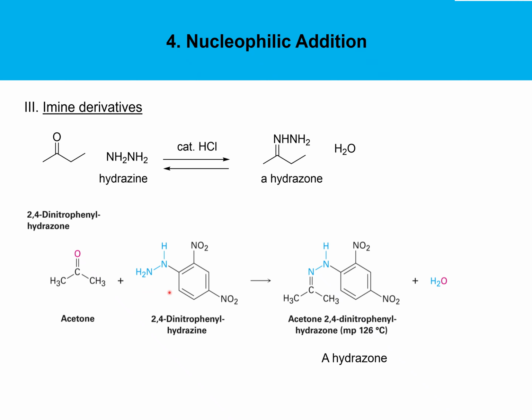Another example of an imine derivative is a hydrazone that has a couple of nitro groups on a benzene ring. So this is referred to as a 2,4-dinitrophenylhydrazine, or hydrazone once it becomes the product. So here's an example with acetone mixing with this 2,4-dinitrophenylhydrazine to form an imine derivative, which is a hydrazone. A byproduct of this reaction will be water, and again, this reaction can be reversed by adding water and HCl.